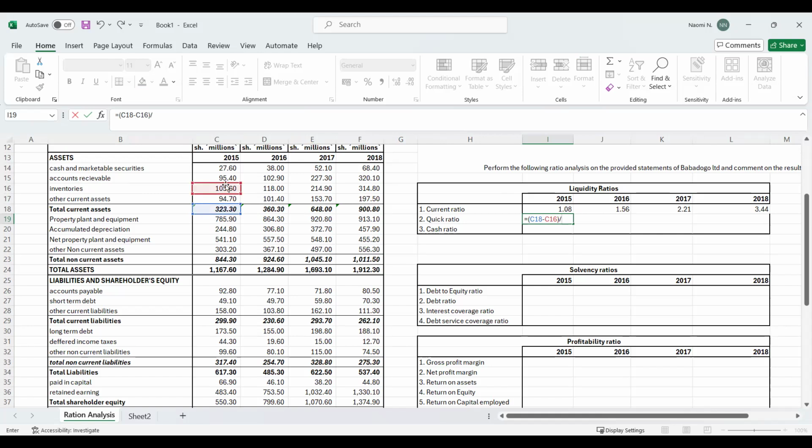Then we divide by the current liability, with the total current liabilities. Even the first one was total current assets divided by total current liabilities. The quick ratio is total current assets minus inventory divided by total current liabilities.